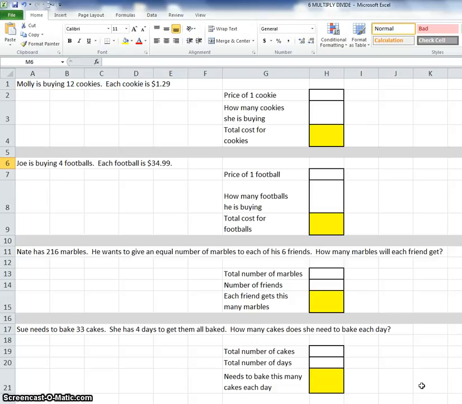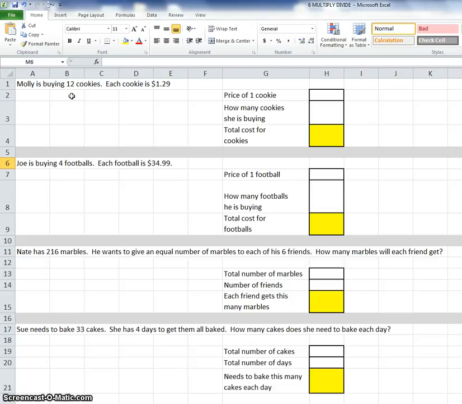All right, so here we go. We have our first problem. Molly is buying 12 cookies. Each cookie is $1.29. We want to know the total cost for the cookies. So we have to decide, are we going to add, subtract, multiply, or divide? Well, you could do it by adding $1.29 plus $1.29 plus $1.29 and do that 12 times, but that would be kind of ridiculous as far as the amount of time that would take when you could just multiply.